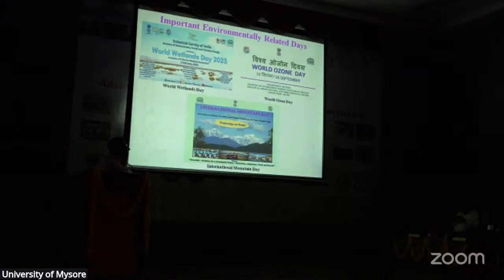Next comes 16th September, Ozone Day, which is very important. If biodiversity is completely destroyed, the effect will finally be on ozone, and the protective layer which exists on this Mother Earth will be destroyed.